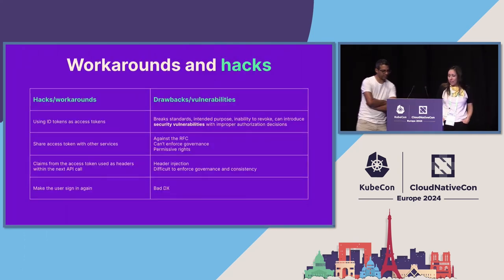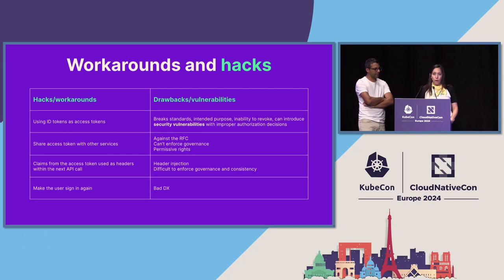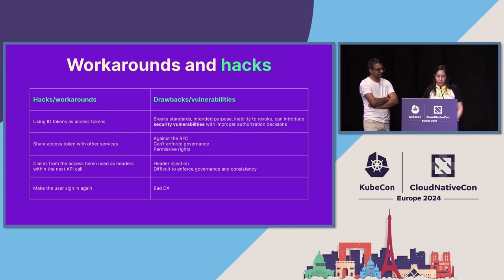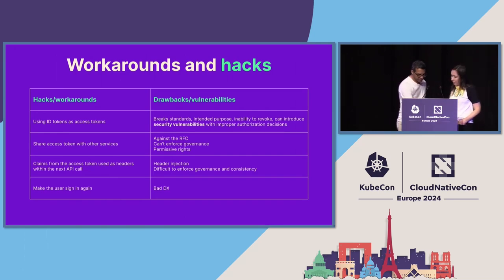Okay, now in this slide, we'll discuss entitled workarounds and hacks. Many of these approaches could actually be okay depending on the situation and use case, but there are a few approaches which we have seen out in the wild. First one is user ID token as access token. Ahmet, what's wrong with that?